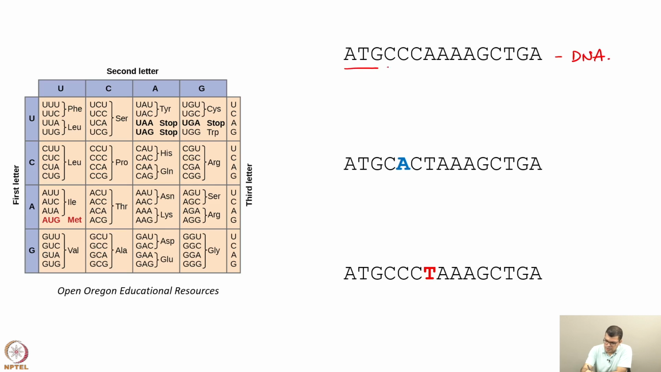ATG, CCC, AAA, AGC and TGA. And obviously, I am reading these in triplets because as we saw last time, when the ribosome machinery comes and sits on the mRNA molecule, it reads mRNA in these triplets and moves from one triplet to the next one. So, let us imagine that this is part of a long DNA sequence.